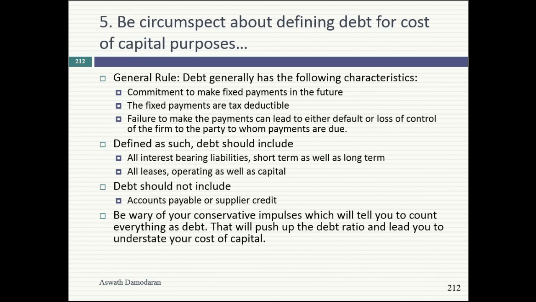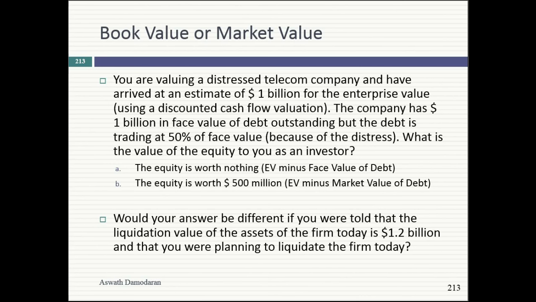Let's say you've done that. You've come up with a value for the firm. Let's say the value that you get for the firm is $1 billion. The company has $1 billion in debt outstanding in book value terms. But it's distressed. That debt is trading at half of book value. It's trading at $500 million. I have a very simple question here. Let's say you come up with the value of the operating assets of $1 billion, and I'm asking you what the value of equity in the company is.